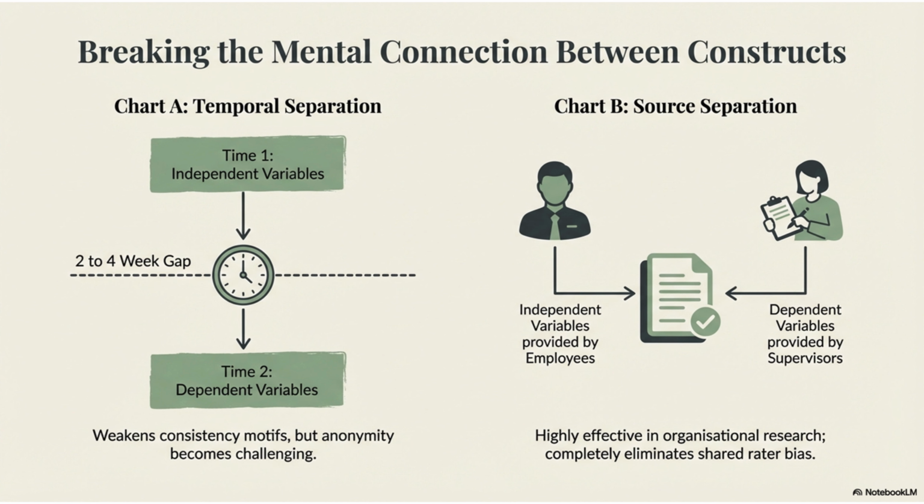And you can also do source separation, collecting data from different sources: independent variable from employees and dependent variable from supervisors. This multi-source design is highly effective in minimizing CMB because the shared rater bias is normally eliminated here. And this approach is widely recommended in organizational research.